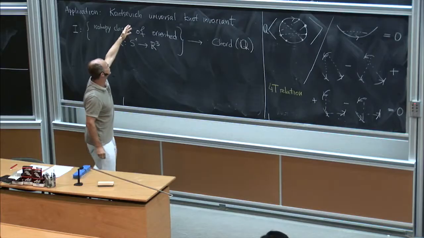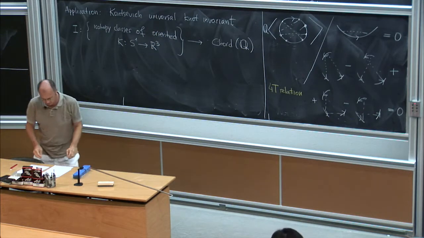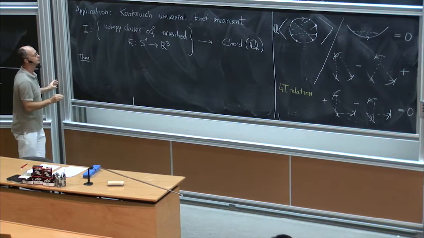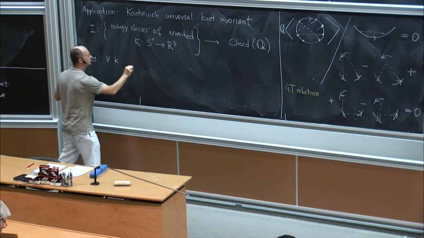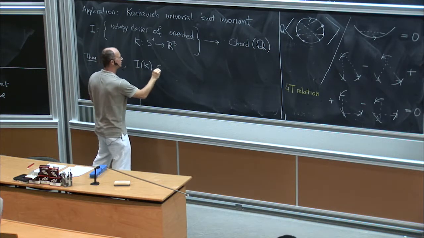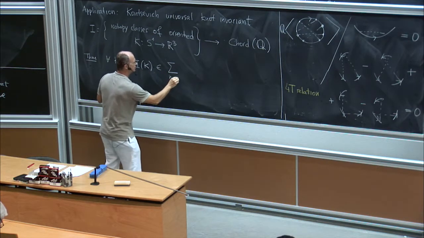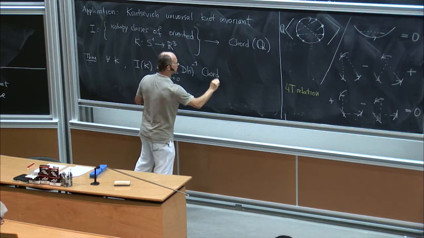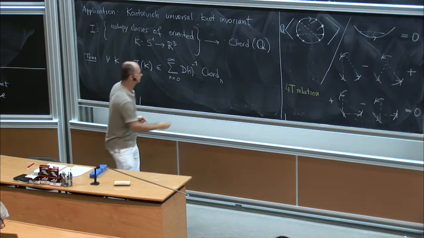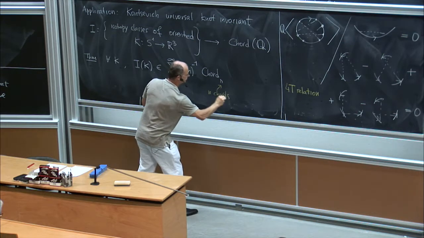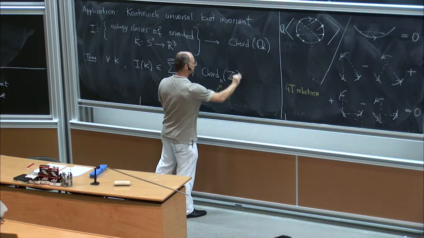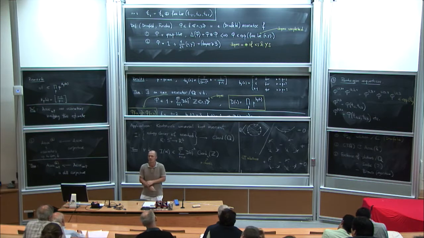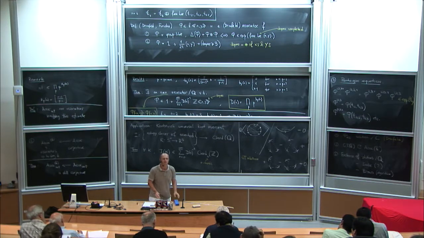The invariant defined by Kontsevich is universal in some class of invariants, the so-called finite type invariants. So the theorem that we proved is as follows. For any knot, I of k lives in the sum over n, d_n inverse times chord diagrams with n chords, and now the coefficients are integers. These d_n are the same denominators as we've seen before.